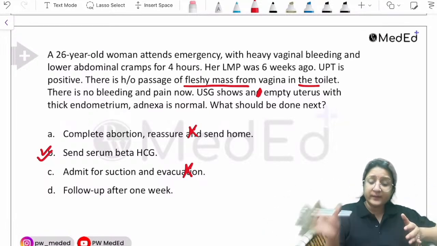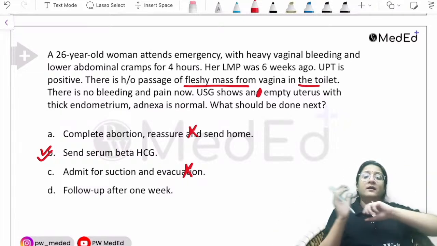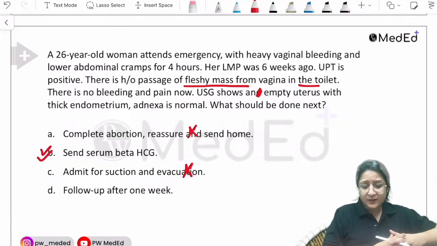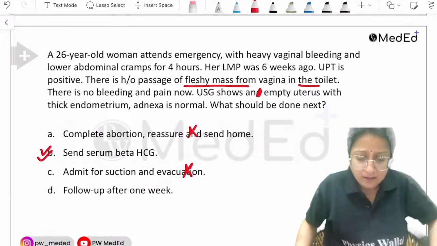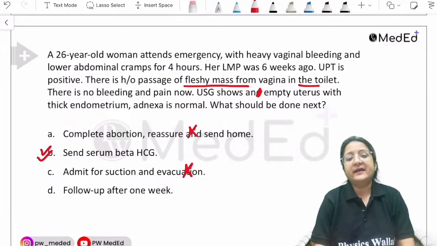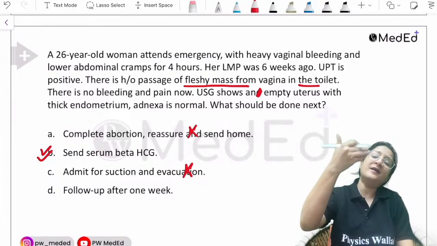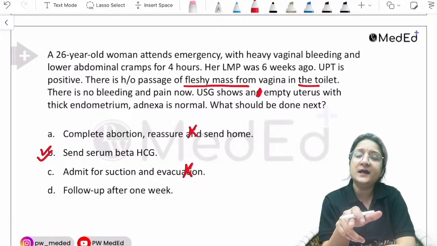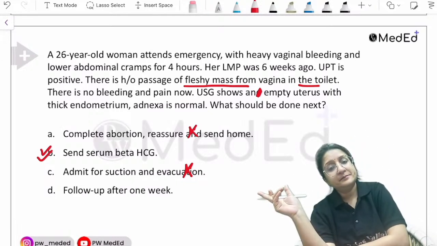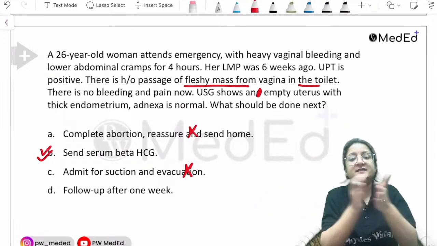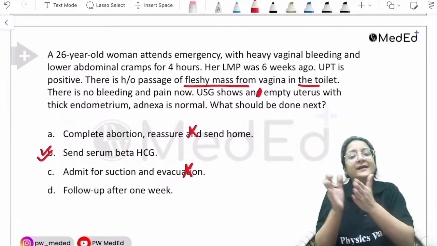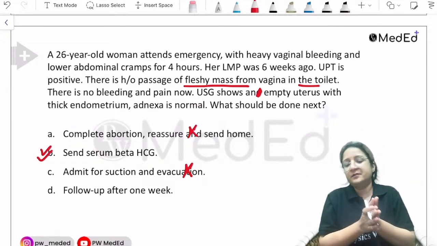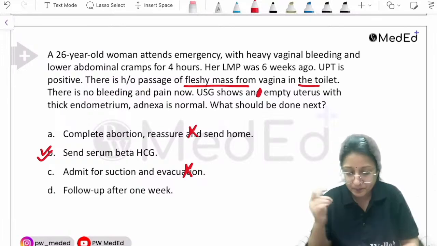And moreover, if it has all been expelled, the fall in beta HCG levels is also going to be much faster. So keep that in mind. So serum beta HCG, I say, is better, because if you call her up for follow-up after 1 week and then decide to send beta HCG, then you can't go back in time, because we have to analyze serum beta HCG levels every 48 hours. So I would like to send serum beta HCG right now.